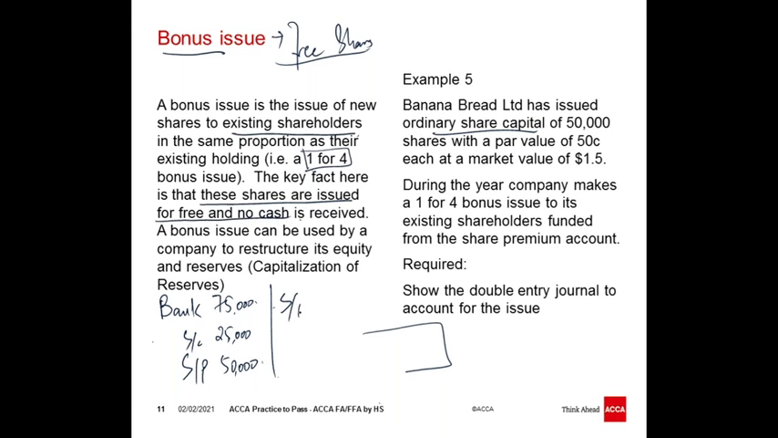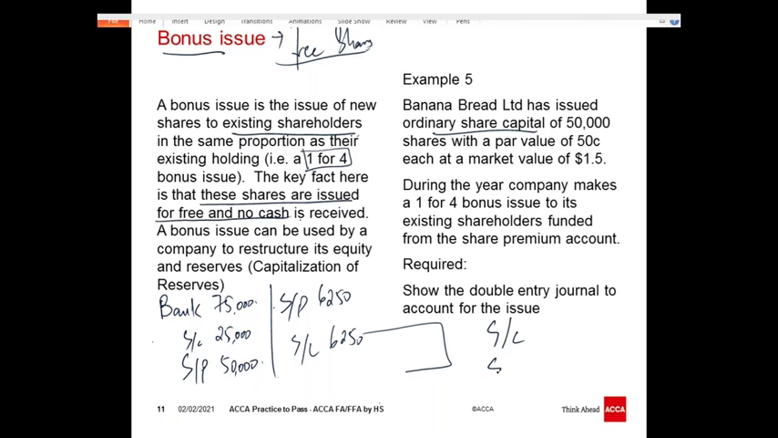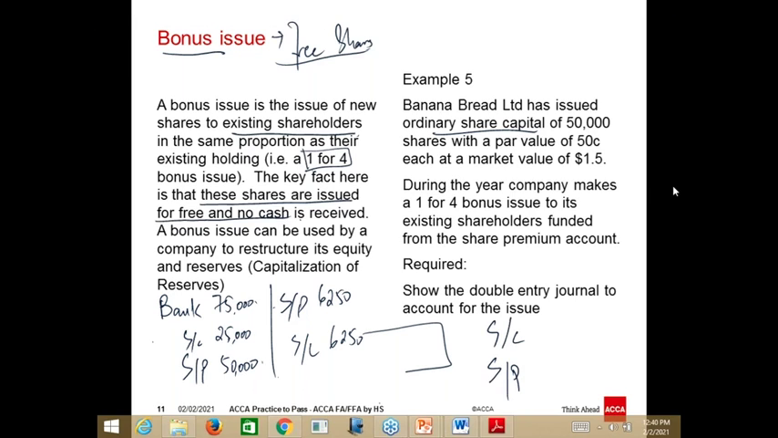Share premium debit, share capital credit, 6250. So these are the two accounting entries that we made. So what will be the balance of the share capital and share premium account after these two transactions? Can you calculate the balance of the share premium account after these two entries?